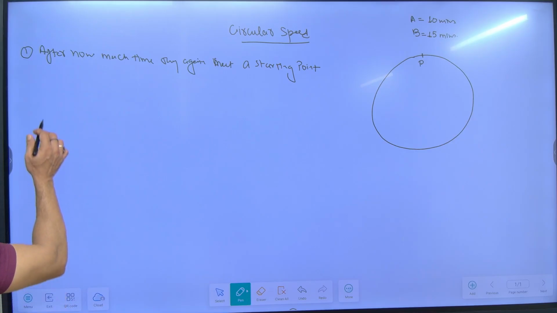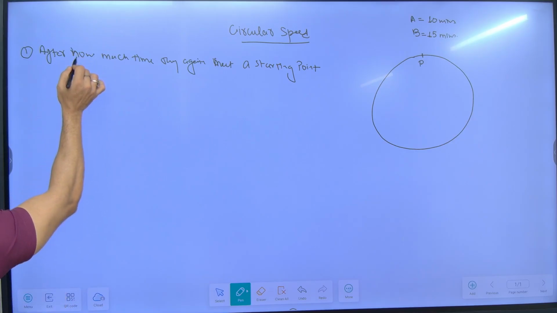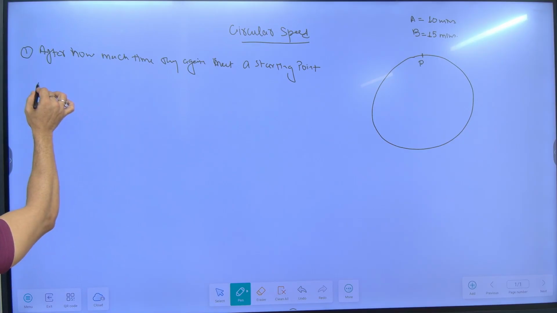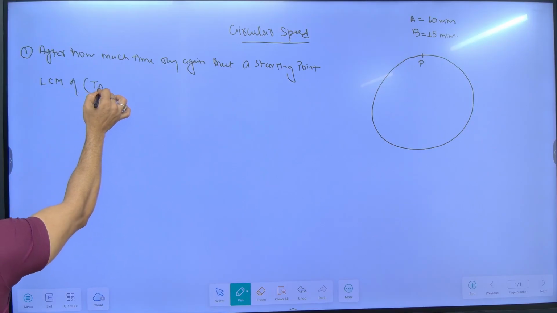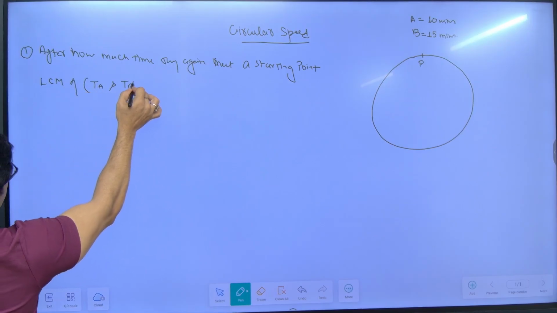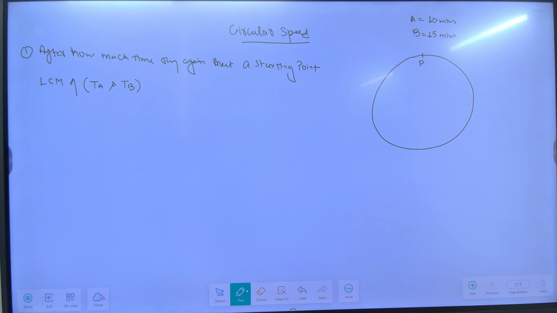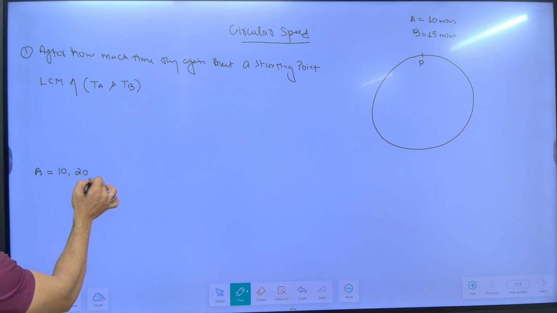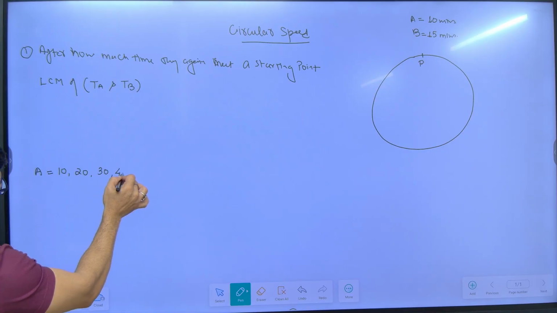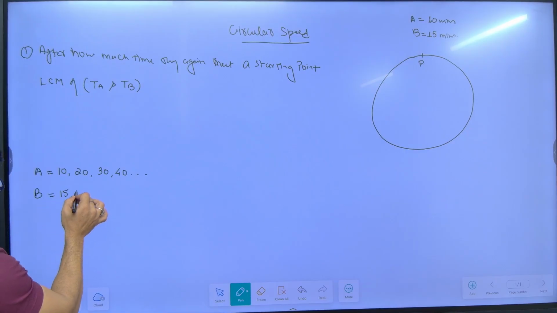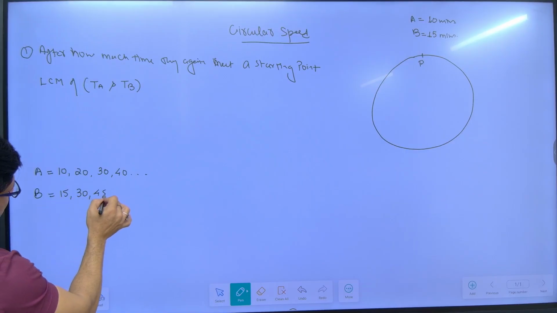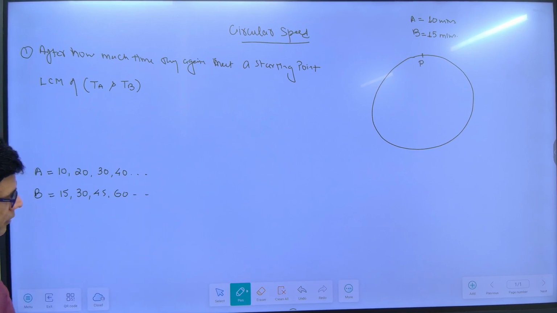So after how much time will they meet at the starting point? That is the question. In this case, you simply have to find the LCM of the time taken by A and the time taken by B. Why LCM? Because A is coming back to the starting point after every 10 minutes, so at the end of 10 minutes, 20th minute, 30th minute, 40th minute, and so on. And B at the end of 15th, 30th, 45th, 60th, and so on.